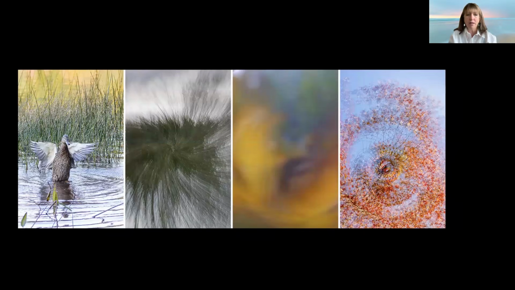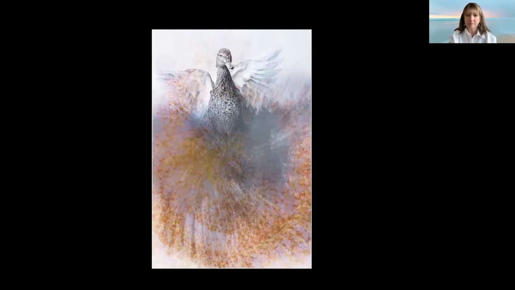So what I did was I did a black and white conversion on the duck, and then I combined it with all the rest of these. So you can see the reeds, they're black and white. You can see the leaves, they're colored. And then the color of the leaves is enhanced by the fern, which is the texture.